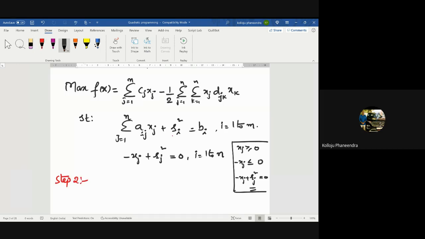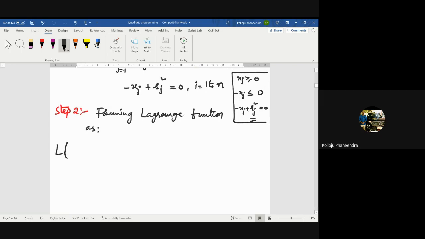Step 2. Now, forming Lagrange's function. Now, all are equality type constraints, therefore forming a Lagrange's function now. The base of Kuhn-Tucker condition or nonlinear programming, whatever it is, the base is Lagrange function. Forming the Lagrange's function as L. How many variables? Capital X means n variables are there. Slack variables, yes. Another are Lagrange's multipliers lambda and another Lagrange multiplier mu. What is mu? Let us see.